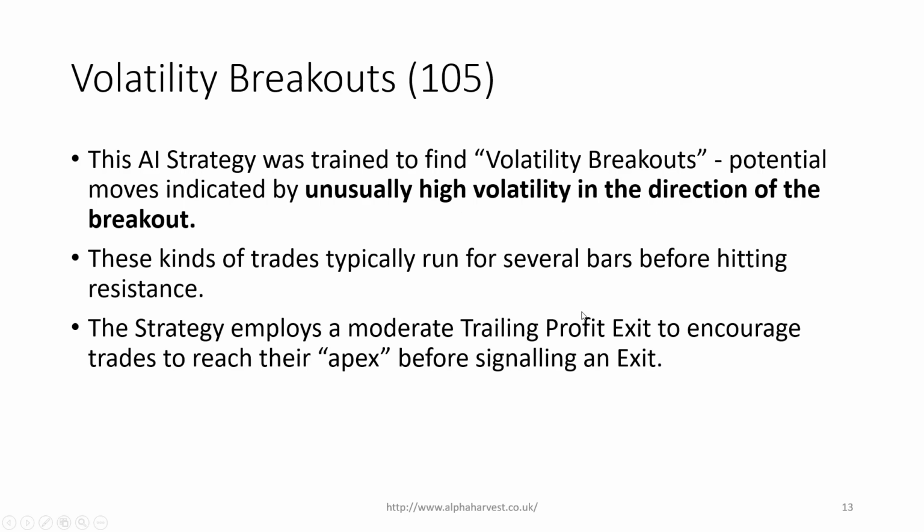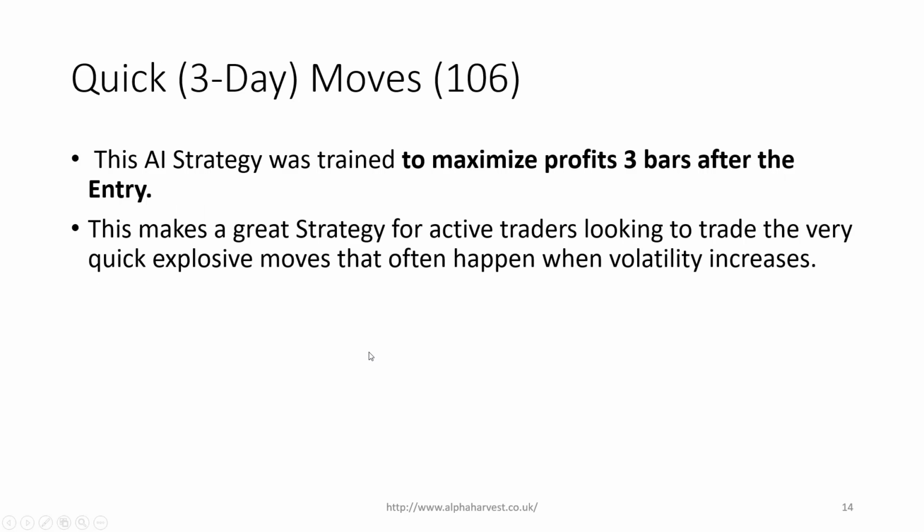Volatility breakouts is where potential moves are indicated by unusually high volatility in the direction of the breakout. So also a very nice contrarian type trade to do, ideal for options trading or spread betting or contracts for differences, CFDs. 3-day moves, swing trade, ideal for options or spread betting or CFDs. You trade 3 bars entry. The signal comes and 3 days later you're out of the trade. So this is like a holding period of 3 days, so to speak.